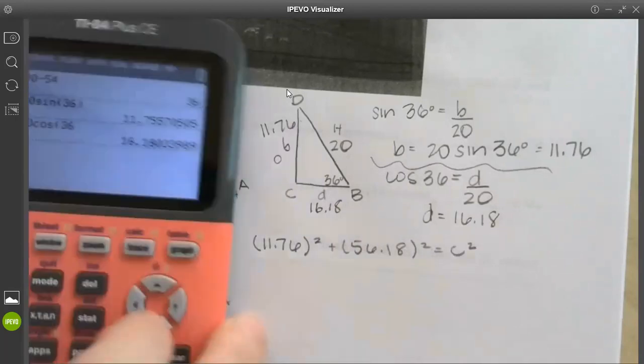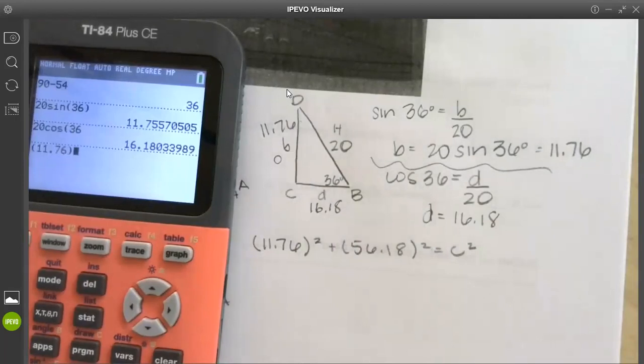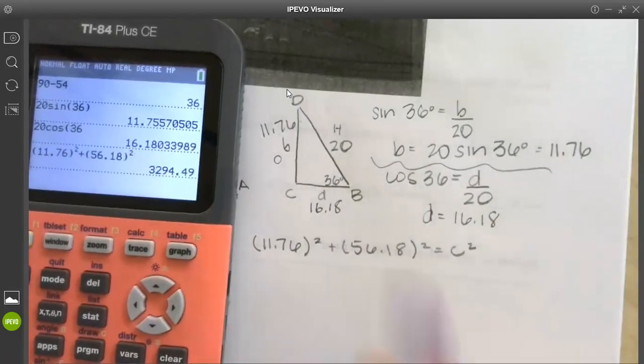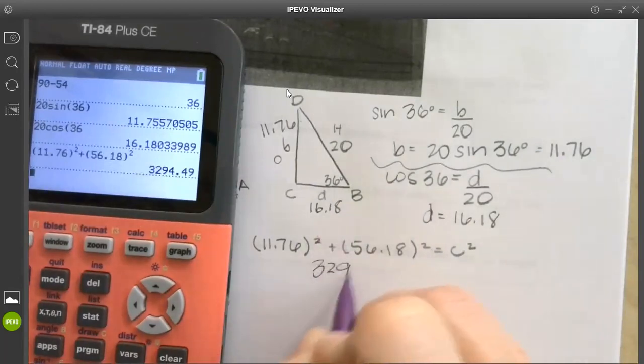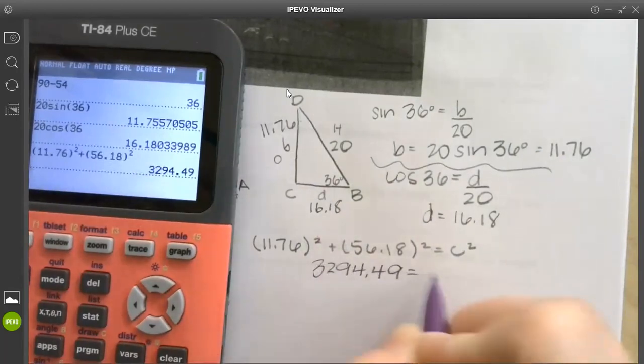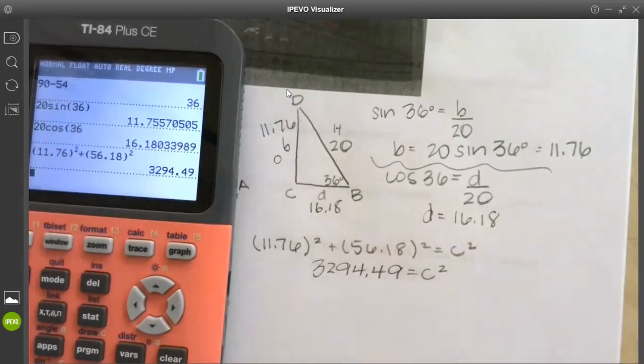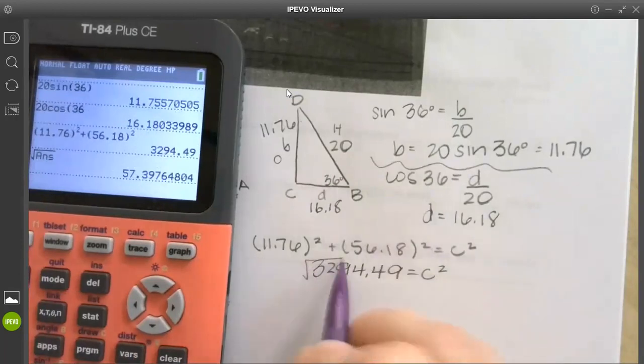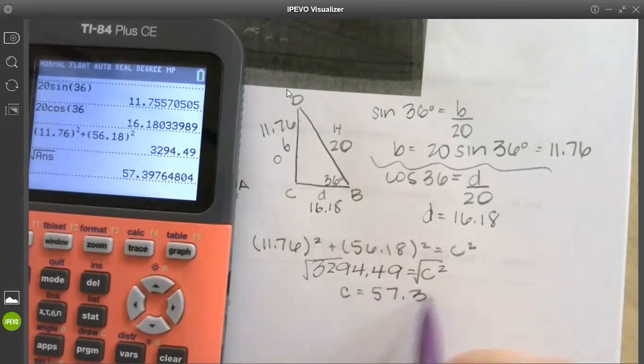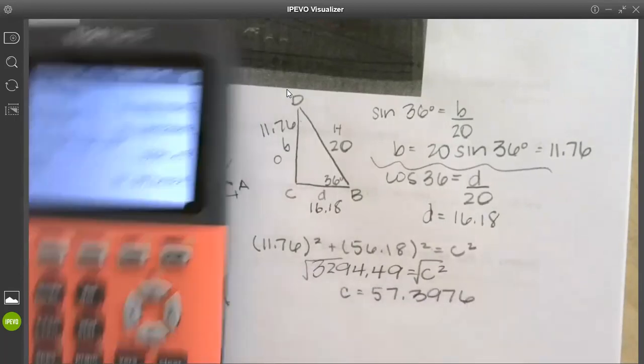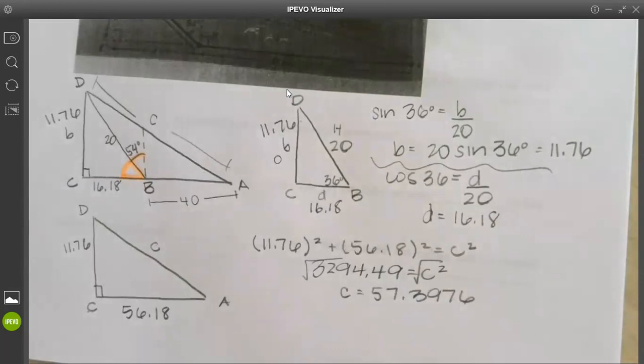All right, put this in your calculator: 11.76 squared plus 56.18 squared gives me 3294.49. And then how do I solve? We get that C equals 57.3976. So there's the distance from the port.